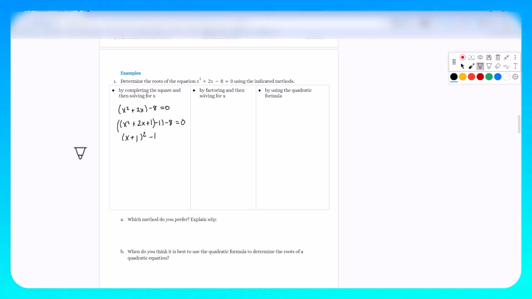And we're going to minus 1 minus 8. And that's going to give me x plus 1 squared minus 9. Now we're going to isolate the x.